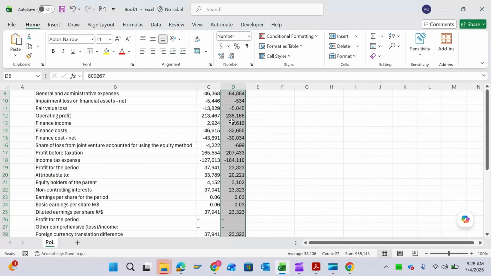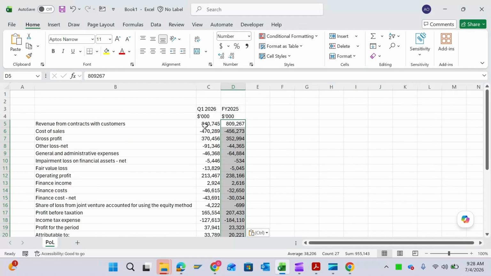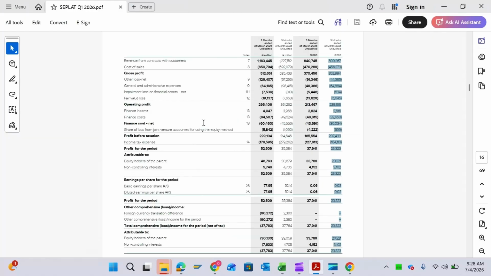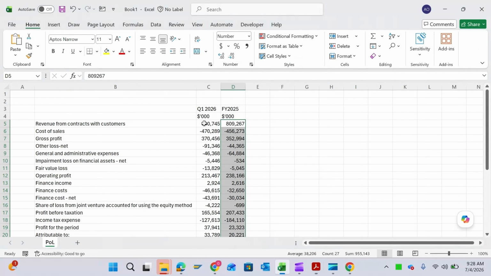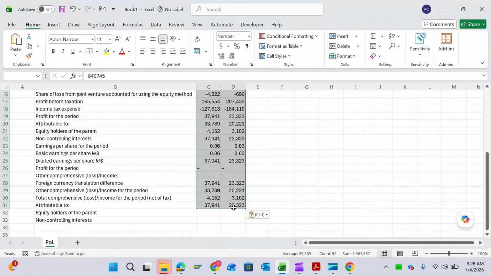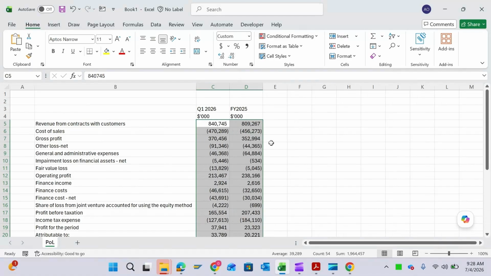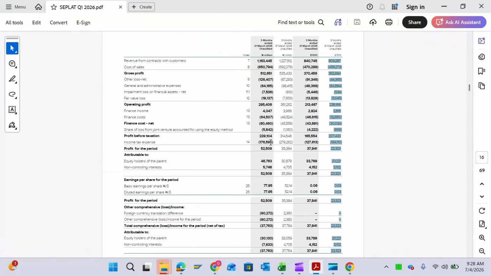Now we need to make this well formatted, in the appropriate format as it is here. So we have this, copy everything and use this. Yes, this is accounting. Then remove the decimal. We don't need the decimal point.